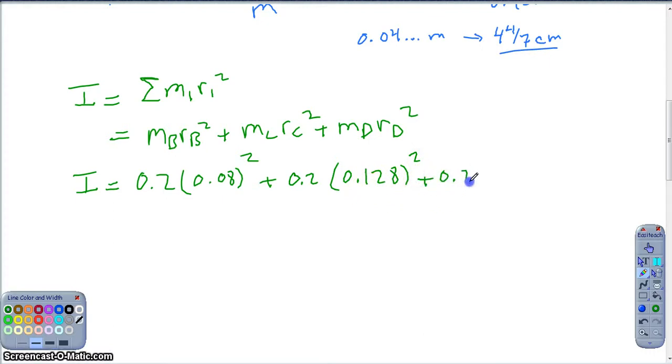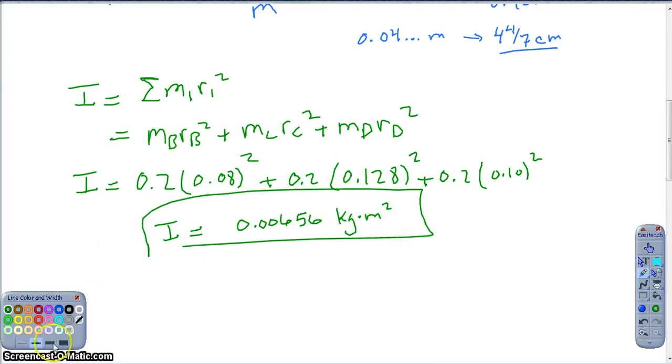And then plus my final one for D, which again is just using the longer distance there, the longer rod, so 0.10 squared. So then when I just calculate all of these, right, I add all of these up, and I end up getting 0.00656 kilograms times meters squared. Okay, so my standard unit for the moment of inertia, kilograms times meters squared.